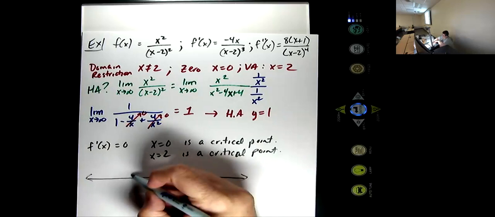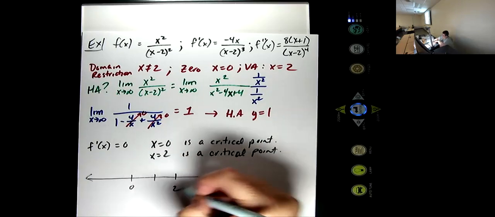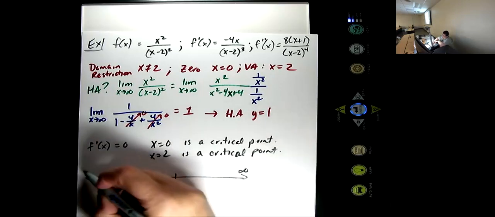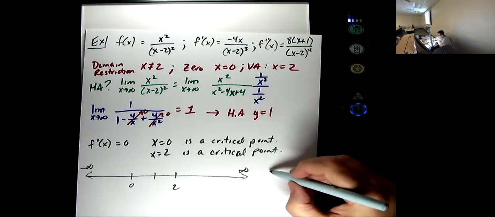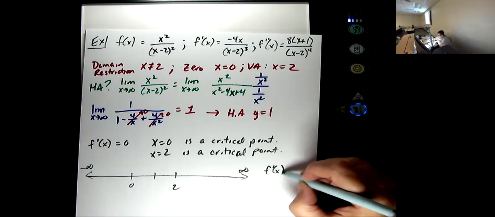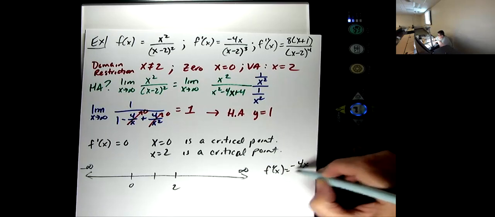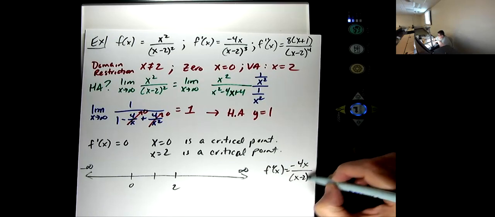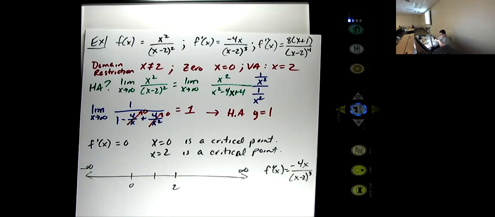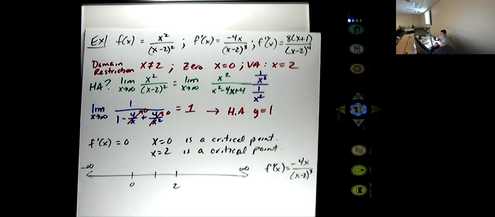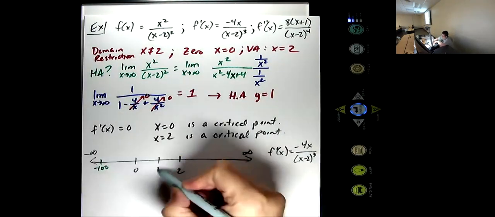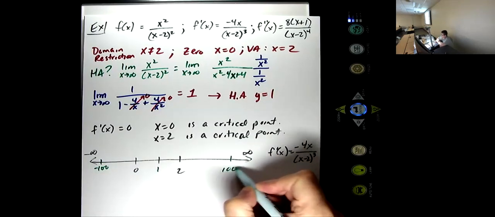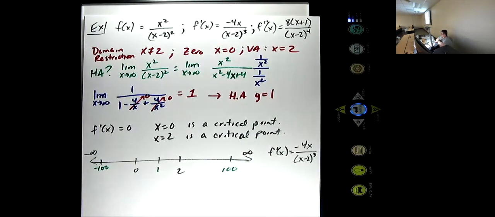We got 0, 2, and we're looking at f prime of x equals negative 4x over x minus 2 cubed. So we'll pick some test points, maybe negative 100, 1, and 100. That should be easy to see whether something's negative or positive.